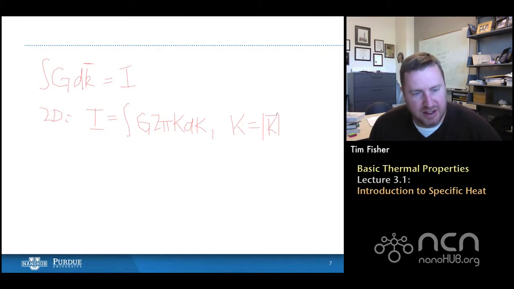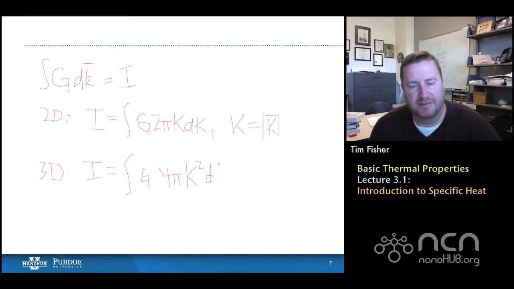Okay, and similarly, in 3 dimensions, we do this. This integral will be, again, this g term, which depends on K, so we'll keep it there. g depends on K, and so then this will be the surface area of a sphere with radius in k-space, capital K, squared, integrated over dK.